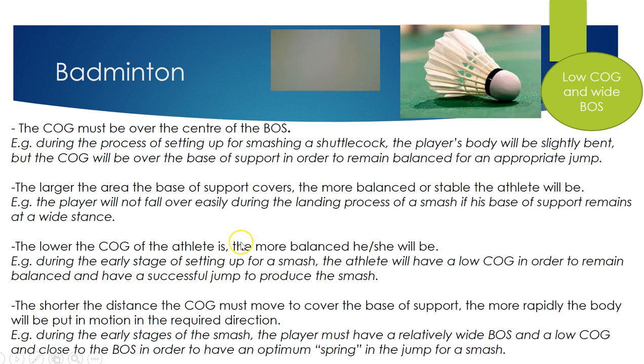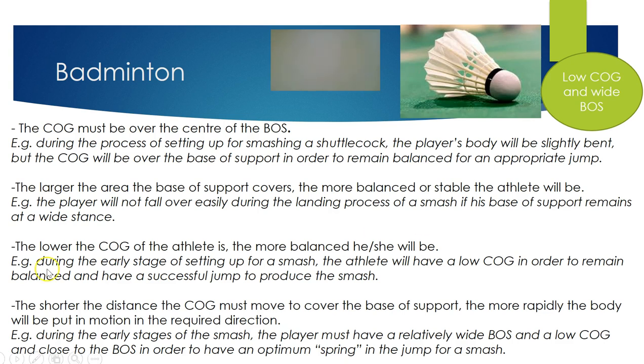The lower the center of gravity of the athlete is, the more balanced he or she will be. Now, you should know that one. For example, during the early stage of setting up for a smash, the athlete will have a low center of gravity in order to remain balanced and have a successful jump to produce a smash. So we lower our center of gravity to be able to produce the force from our legs to produce an effective smash. So if we are standing upright, doing a smash, yes, we're unstable, but we're not generating any force whatsoever from our legs to produce a fast and effective smash that achieves the objectives, e.g. to end the point.